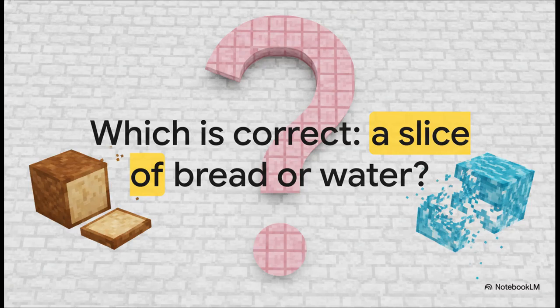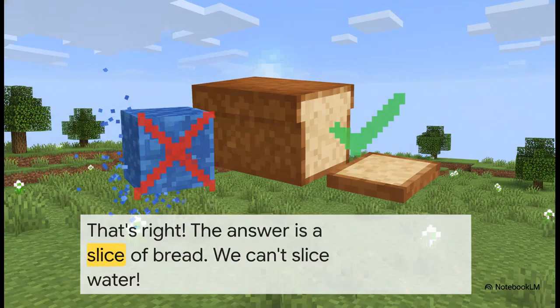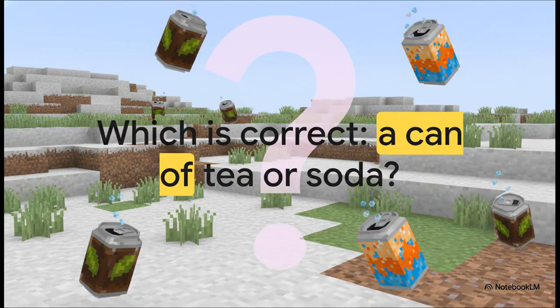Think about it. Which one is a piece of a bigger thing? That's it. It's a slice of bread. You can't slice water, can you? That would be pretty silly. Great start. All right, you're on a roll. Next question. What do we say?